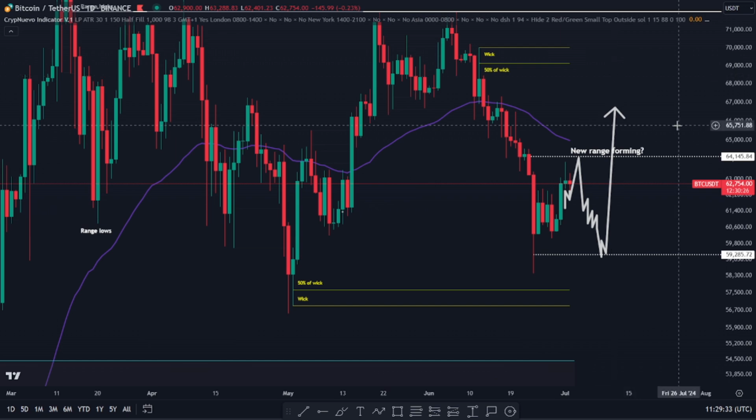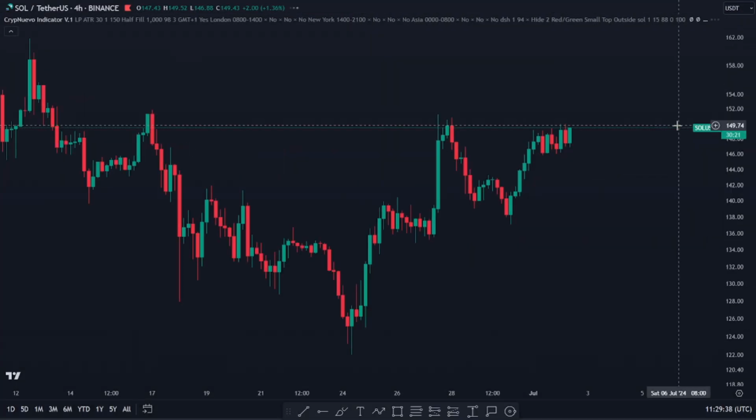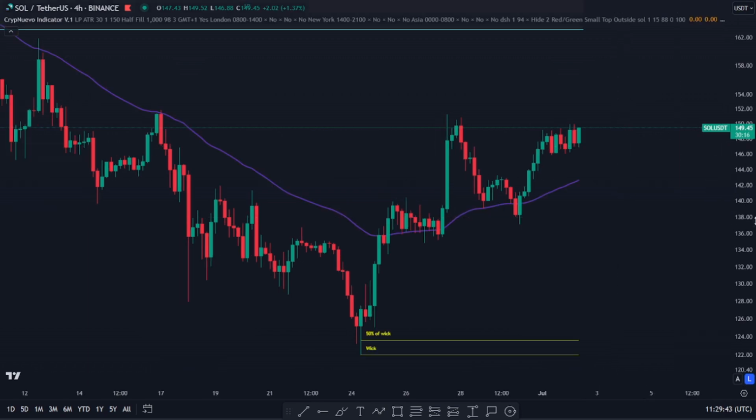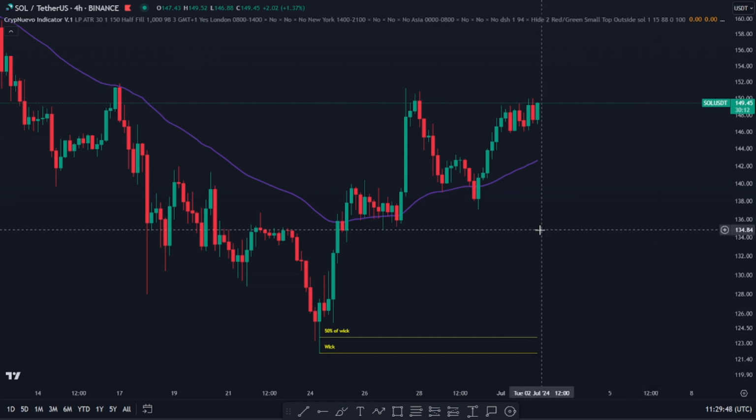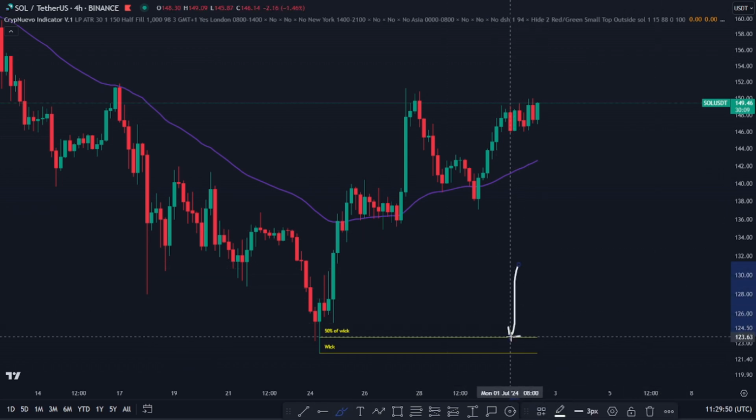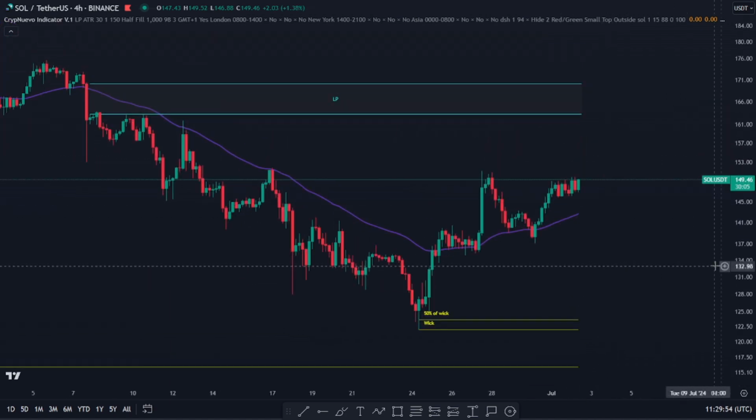And now let me take you to a different asset. Let's go to an altcoin. For example, Solana, 4 hours time frame. So something interesting here that I see is that, well, we have a wick to the downside and a liquidity pool to the upside.